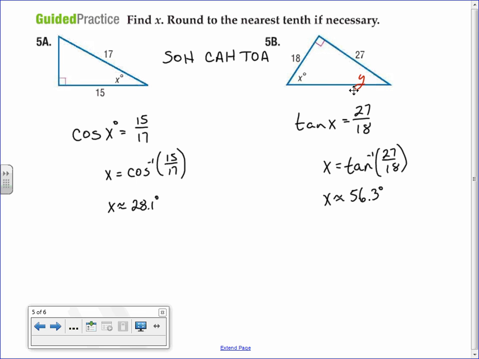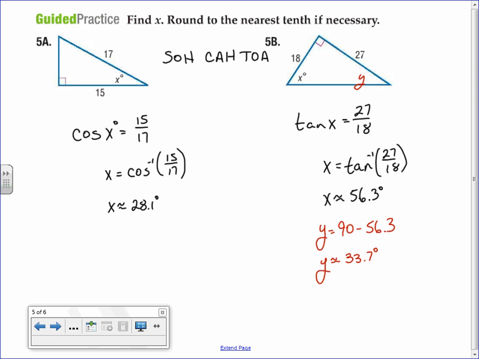Okay, so I know that this angle y is going to have to equal 90 minus the 56.3 degrees. It's an approximation. So y is approximately, let's see, 33.7 degrees. It's as easy as that.